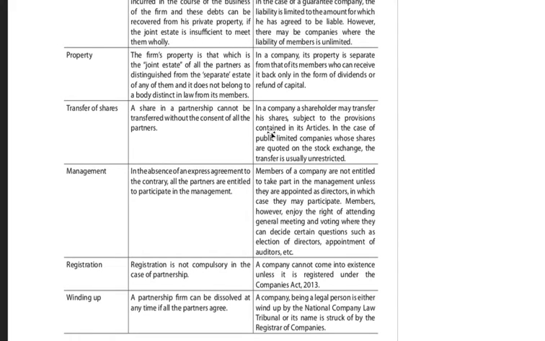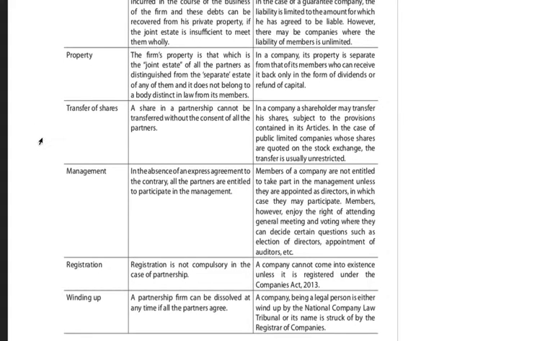Now, management in the partnership firm and in the company. In the absence of an express agreement to the contrary, all the partners are entitled to participate in the management. The management of the partnership is run by all the partners jointly. However, if there is an agreement that KD Kamath or one person will act on behalf of all, then it can be there. Otherwise, all the members of the partnership firm will participate in the decision making. They all will have equal voting power, equal decision making power, and equal say in the running of the business of the partnership.